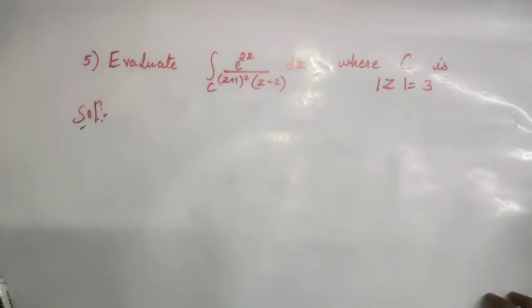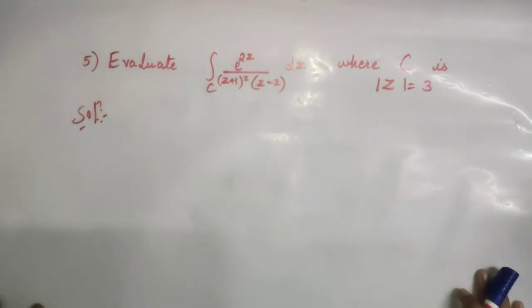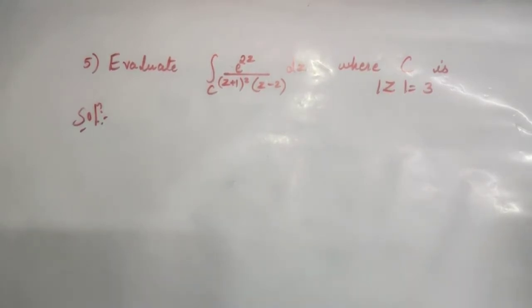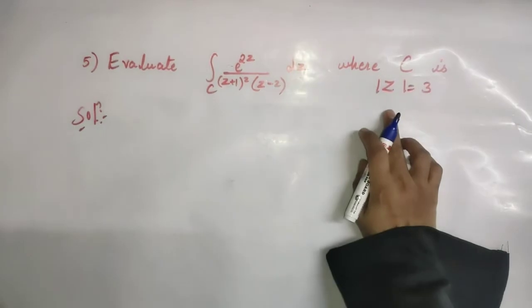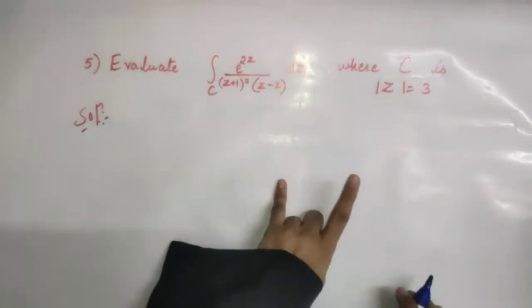Students, now let us continue with another problem on Cauchy's integral and Cauchy's generalized integral formula. Here is the problem. Evaluate the integral over the curve C of e to the power 2z divided by (z plus 1) whole square into (z minus 2) in the denominator, dz, where C is the curve mod z is equal to 3. As usual, mod z is equal to 3 represents a circle with the center as the origin and radius 3 units.